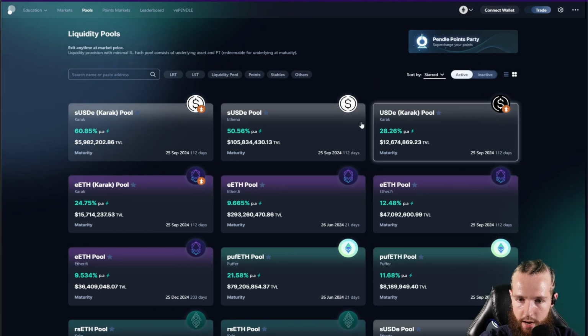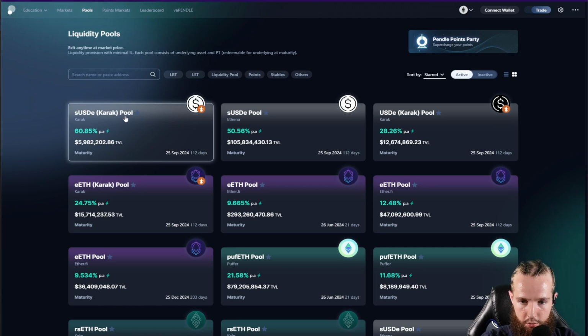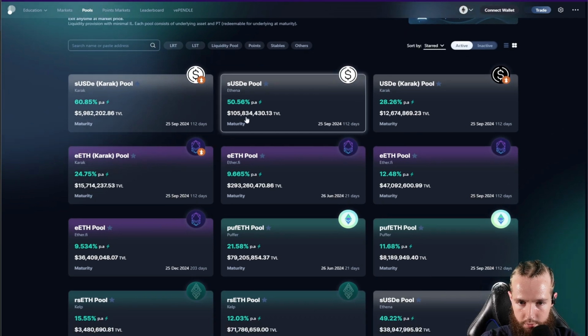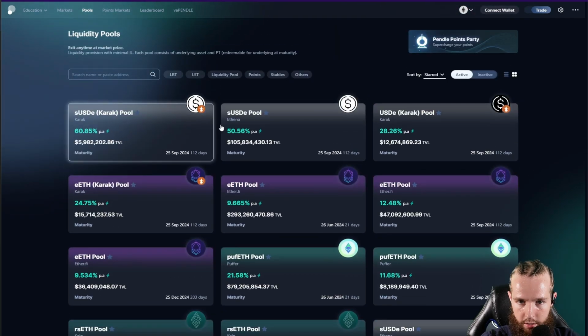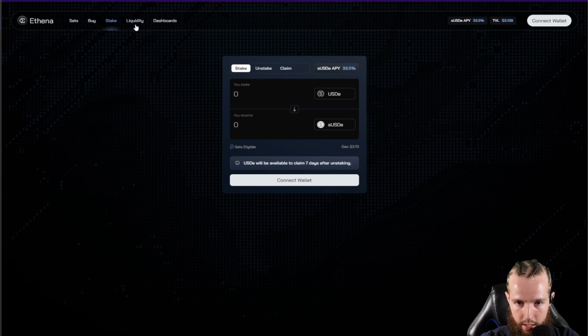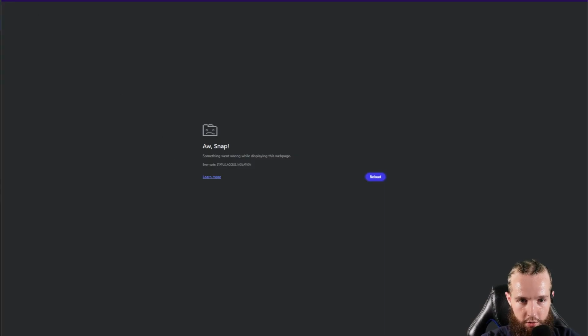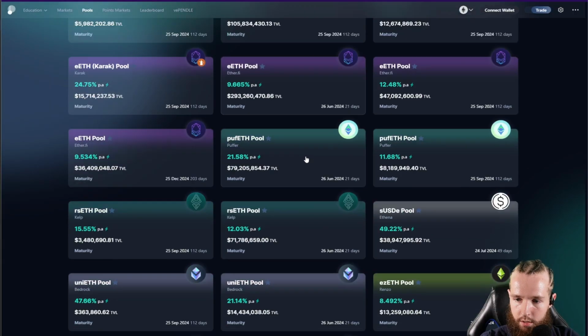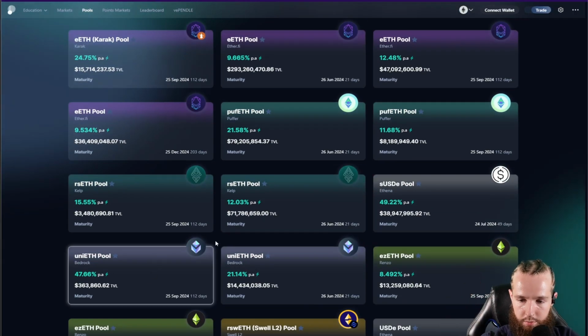They have these Karak pools, which is a new restaking layer 2 that just recently launched. Similar situation there in terms of yields, but you do earn different boosts for those depending on which one you are in. So if we look here, on Pendle you would be earning a 20x boost for these different pools, but the Karak pools are less. The Karak sUSDe pool is only a 5x boost on points for their airdrop there. Something to keep in mind when you're entering positions.